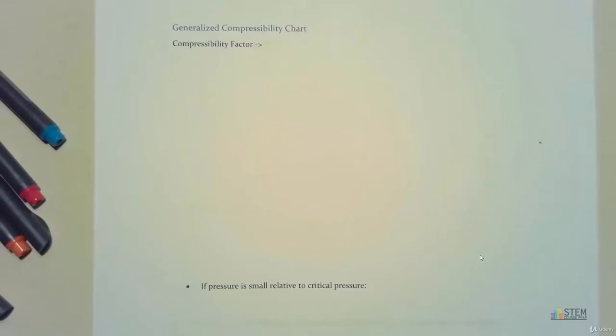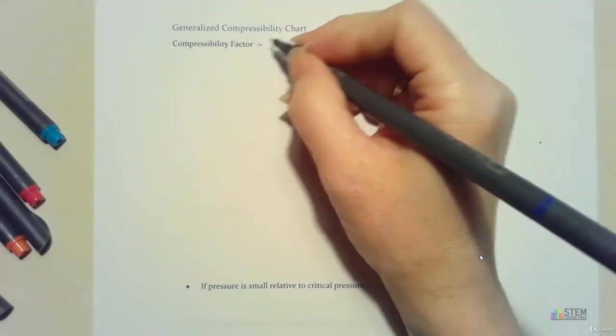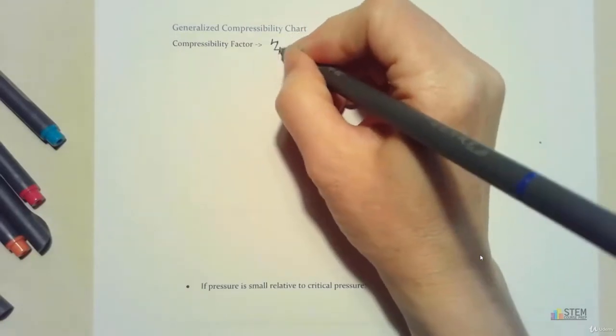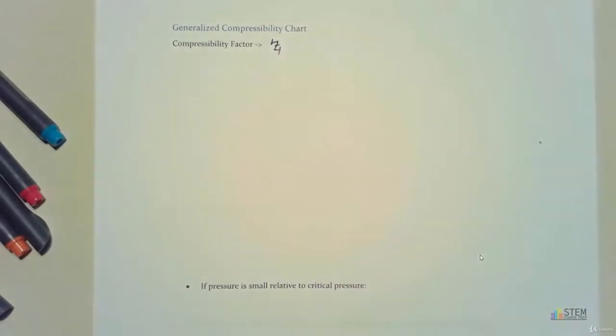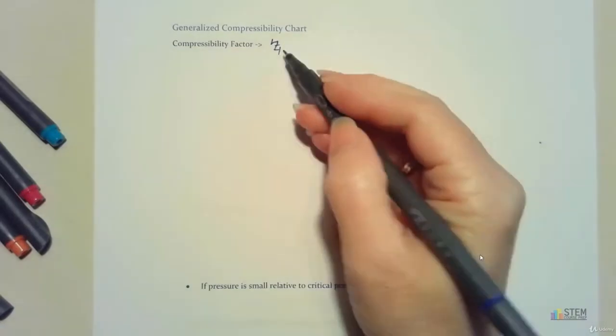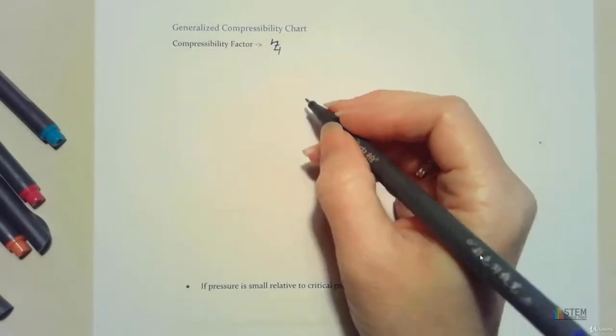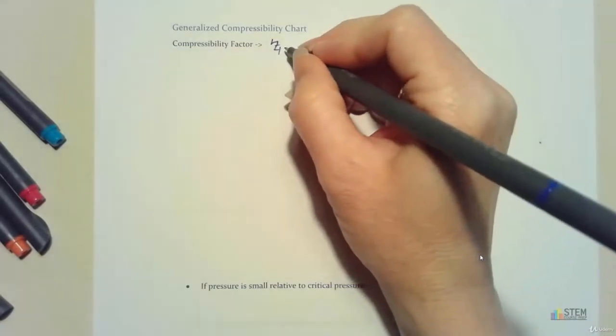In this video, we are going to talk about the generalized compressibility chart, and we will go over how that relates to the ideal gas law. Okay, so what we're going to do is start with something called a compressibility factor. The symbol for this is going to be a capital Z, which I'm going to make like this, otherwise it'll look like a 2 half the time. So that'll be the symbol I'm going to use.